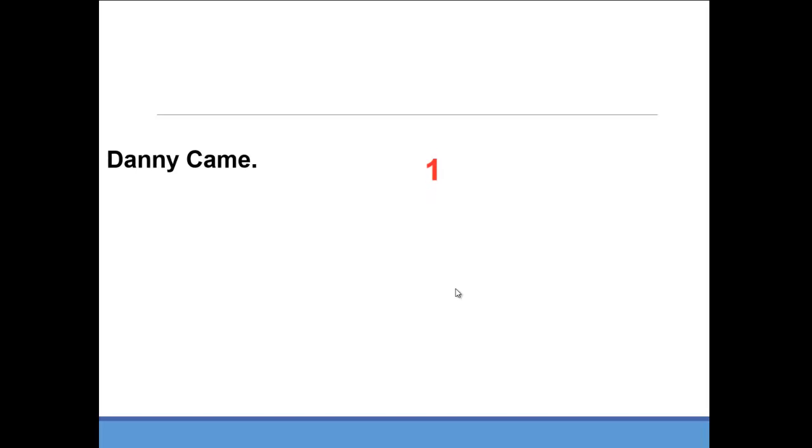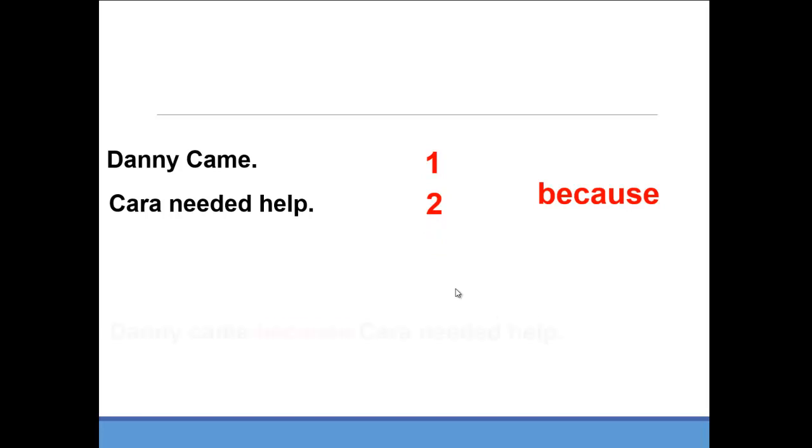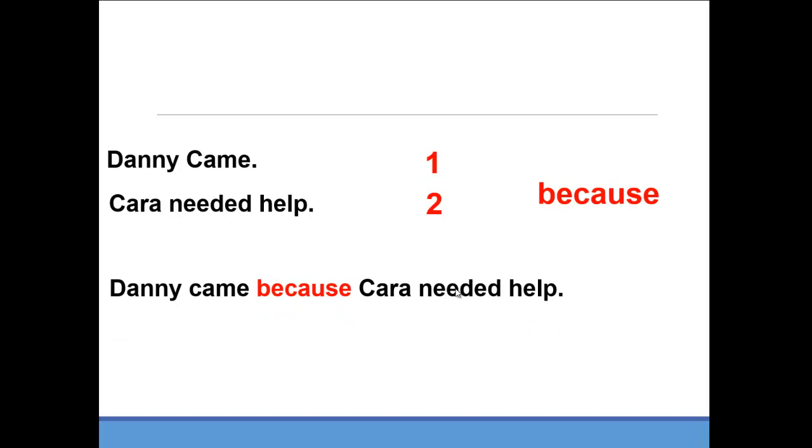Danny came, sentence number 1. Cara needed help, sentence number 2. Let's join the two sentences with the conjunction because. Great, Danny came because Cara needed help.